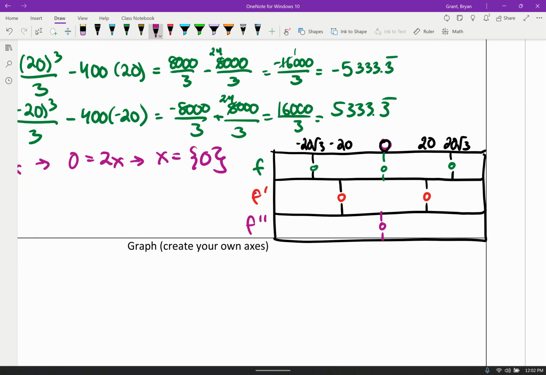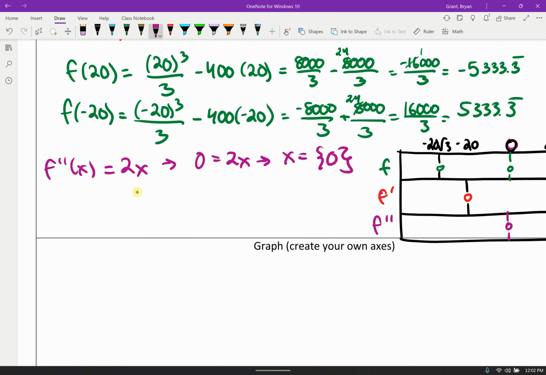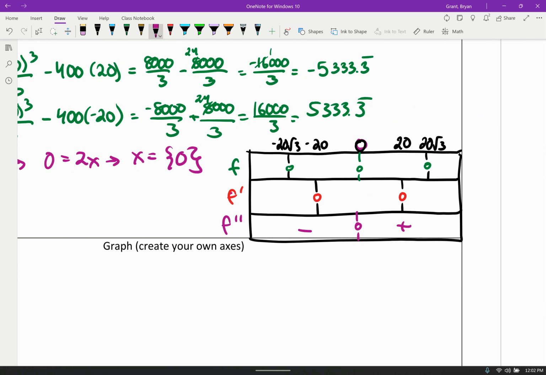So for f double prime, I need to try a value smaller than 0 into f double prime. Let's try negative 10. 2 times negative 10 is negative 20. And if I try positive 10, we get a positive. So we know my graph needs to be concave down, should switch to green, concave down, and then concave up for f of x. What about f prime?